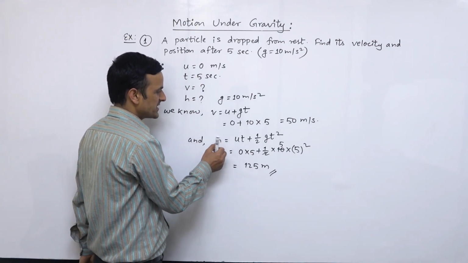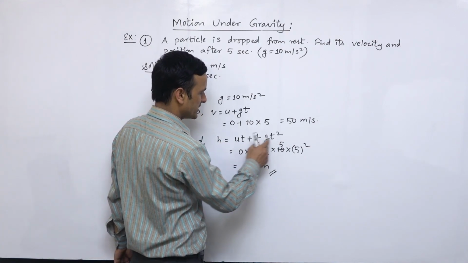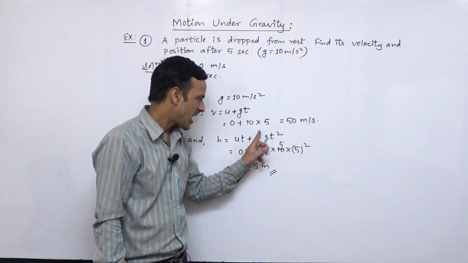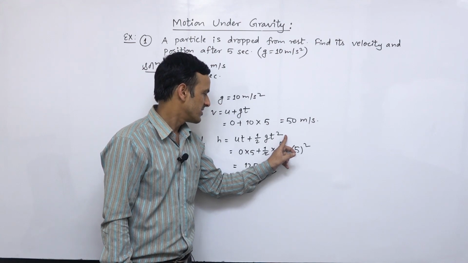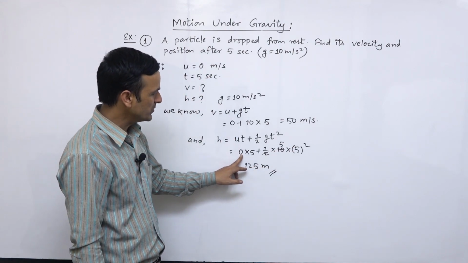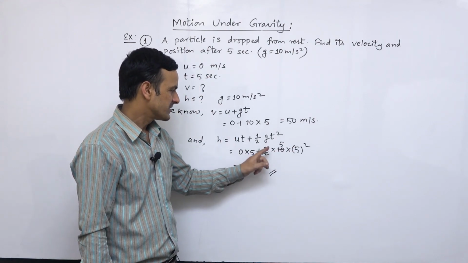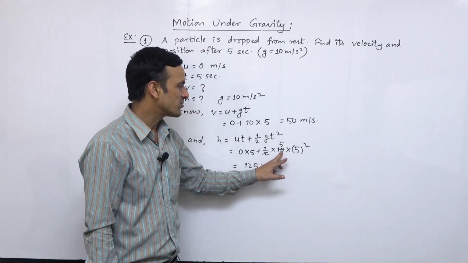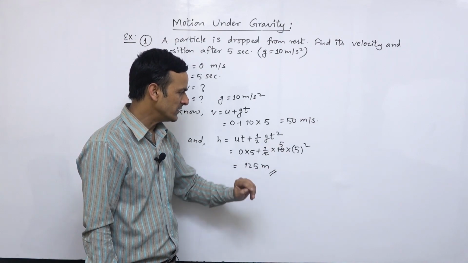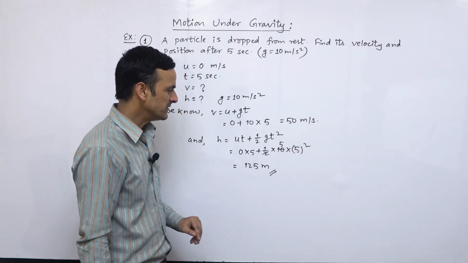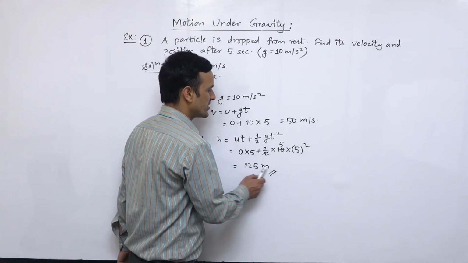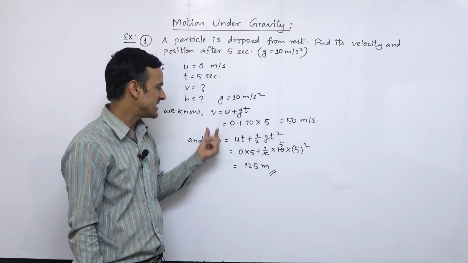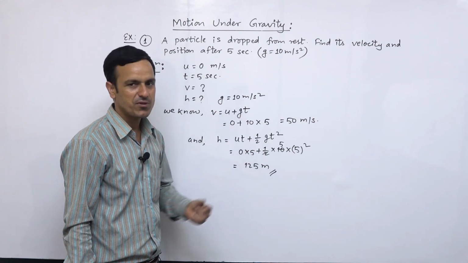Similarly, h is found by using this formula. So h is equal to ut plus half gt square. u is also 0, time is 5, g is 10, time is 5 square. If you cut down 2 and 10, 2 fives are 10, and 25 times 5 is 125 meter. So in this way we can find out velocity and height by using the formula.